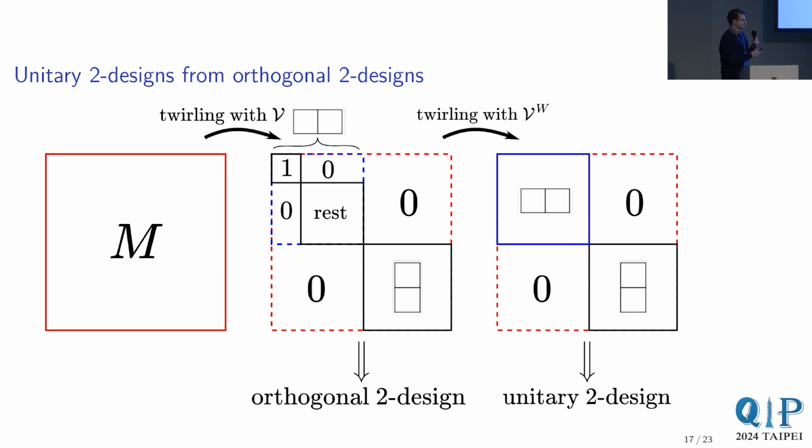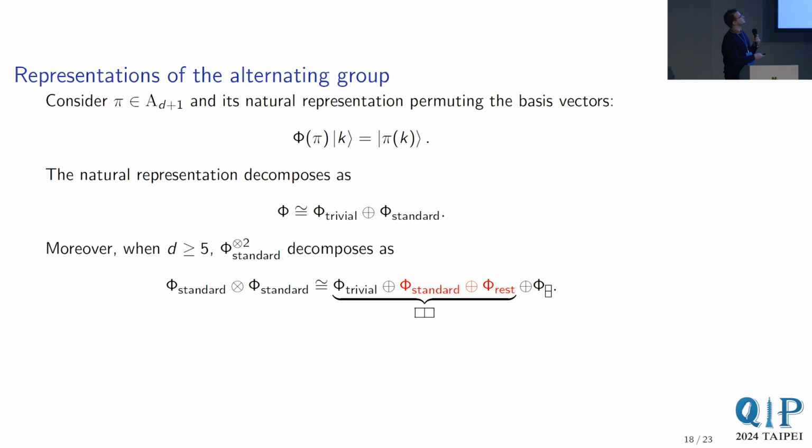So the idea here is very similar to before: if you twirl first with the orthogonal 2 design, as I have mentioned, you have 3 components. You will have this trivial component and this rest component here. These are irreducibles. And you need the coefficients of these components to be equal. But if we twirl again with this set where we conjugated with a correctly chosen unitary W, we will get a unitary 2 design because the coefficients will be equal in this sector.